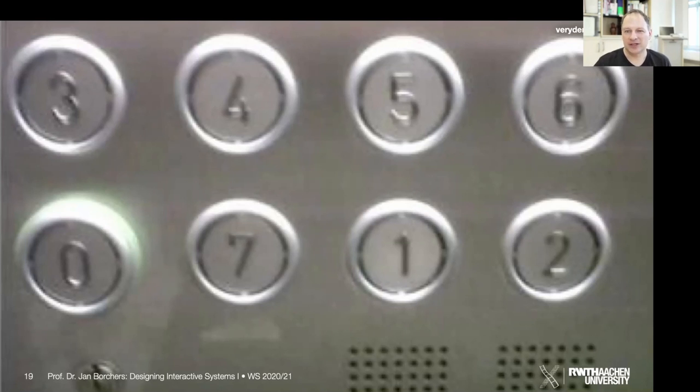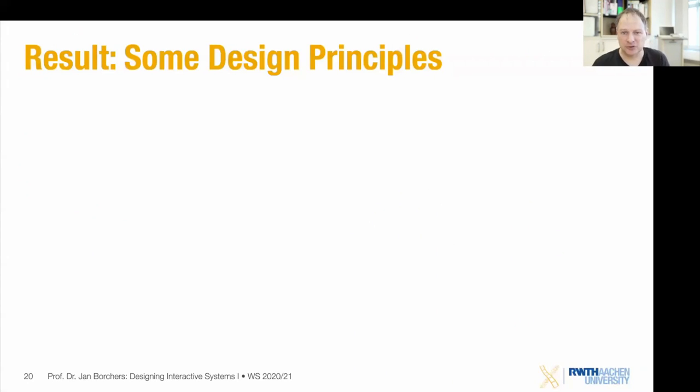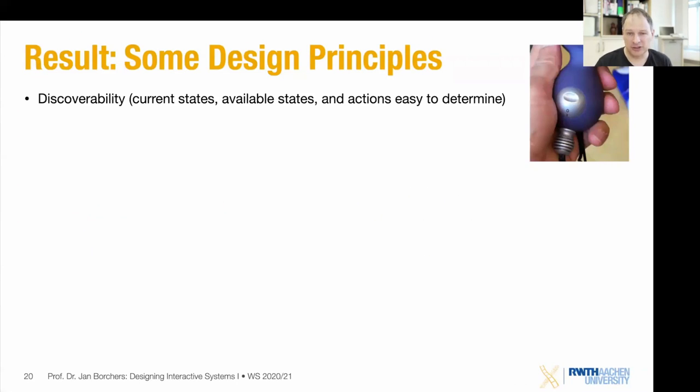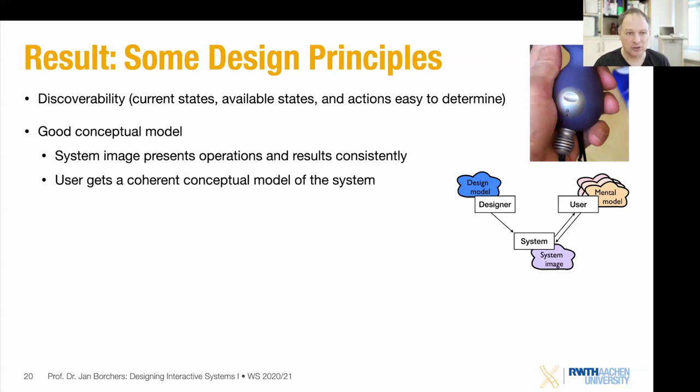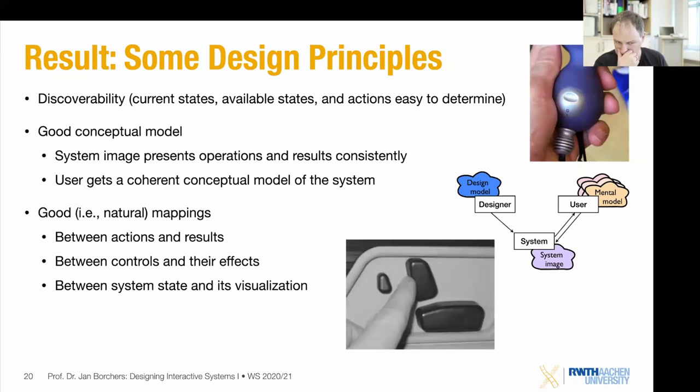Okay, so to wrap this up, we've got some design principles already here. We've got discoverability from last week, right? So you need to be able to discover the current state, the available states, and the actions should be easy to determine. We should have a good conceptual model that we relate through the system image. It's consistent, its operations and results work the same way, and the user then gets a coherent model in their head of how the system works, coherent with what we intended to put into the system image from our designer's conceptual model. And we employ good mappings.